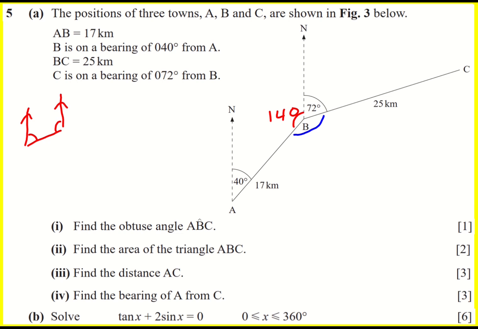And then we can work out B. We can do 140 plus 72 to give 212. So the angle is going to be 360 minus 212, which ends up being 148.